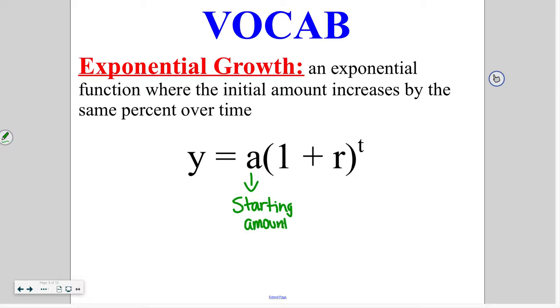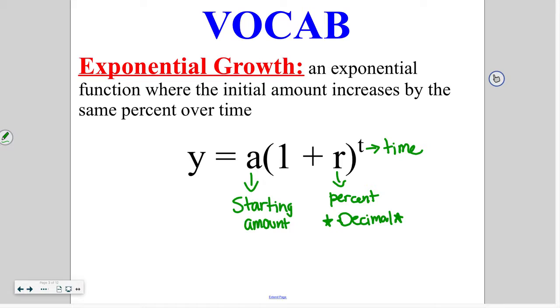So this is our initial value, the starting amount that we have. 1 stands for 100%. That is always going to be staying the same. R stands for your percent of change, and that needs to be written as a decimal. So it must be that percent written in decimal format. T is going to be the amount of time, paying careful attention to the actual units that they give it to you in.